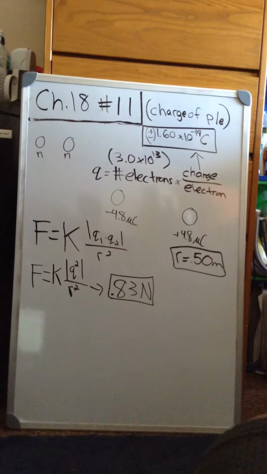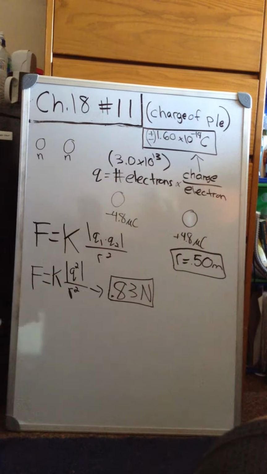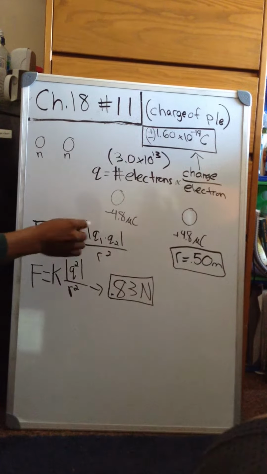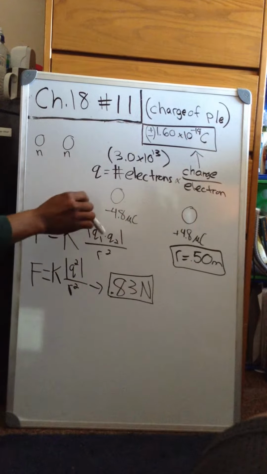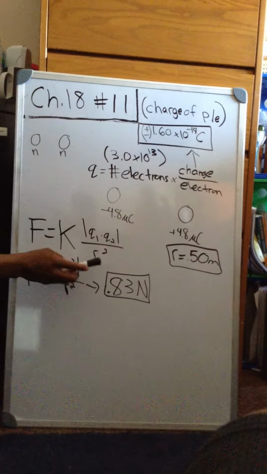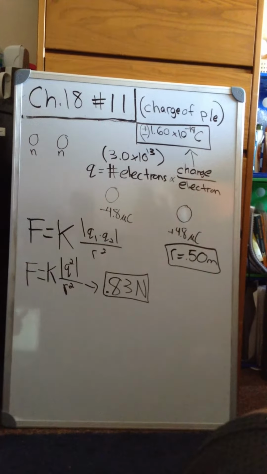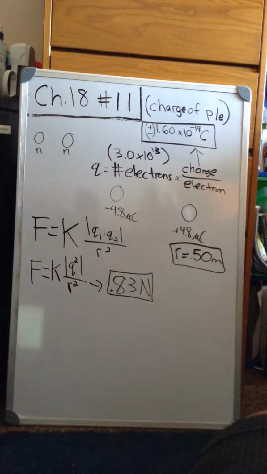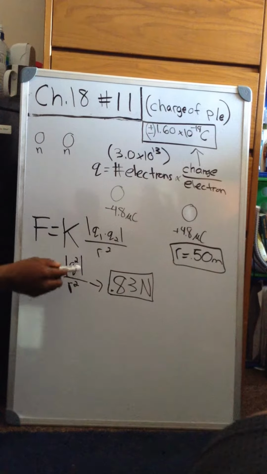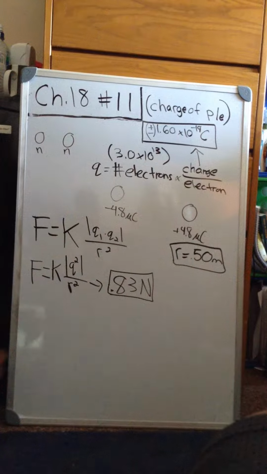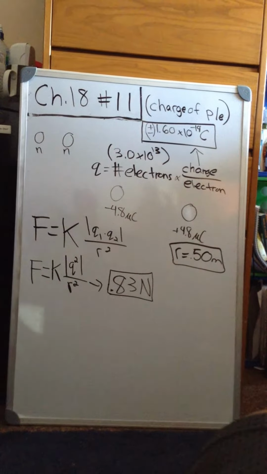microcoulombs. From here, we use the force equation, which states that F equals K times the absolute value of Q1 times Q2 over the distance squared. And because the magnitudes of the two spheres are the same, we can consolidate that to just be Q squared, as you see here. And the rest of it is simply a plug and chug.